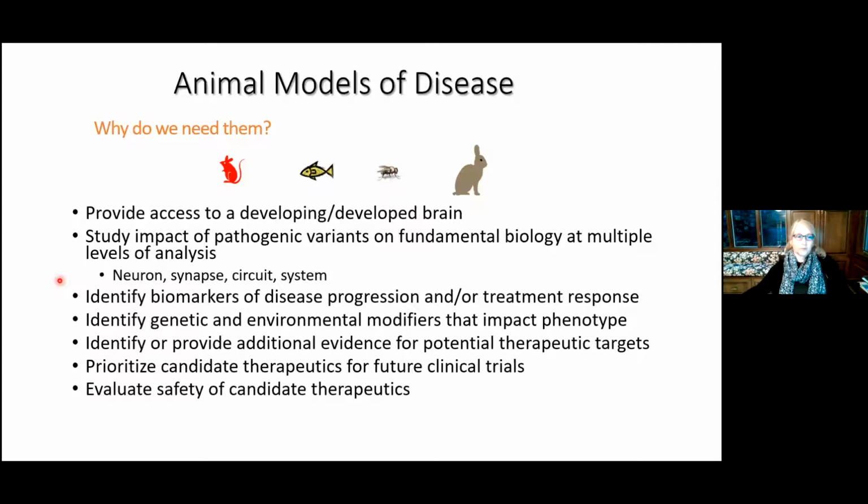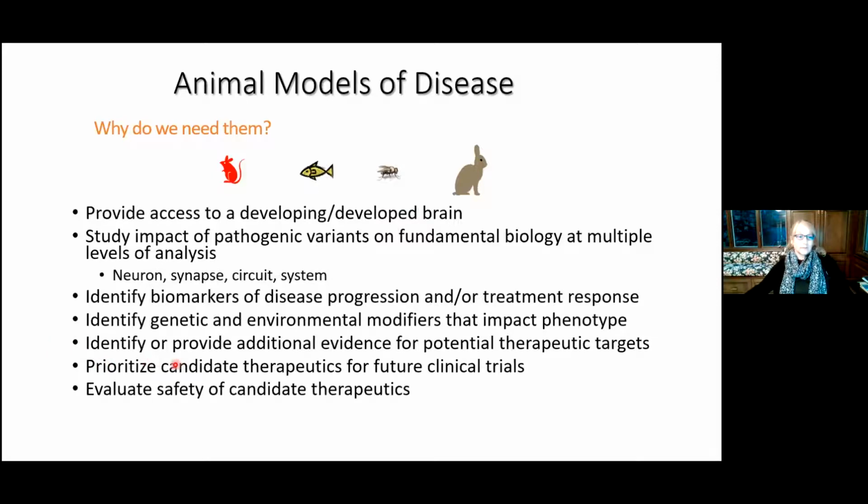And we can do that at multiple levels of analysis when we have an animal with a brain. So we can look at the level of neurons, synapses, circuits, networks, systems, so maybe not just the brain, maybe we want to look at some of these other systems in the body that might be affected. We can also use the mice or other animals to identify biomarkers of disease progression or treatment response. One thing that we do a lot in my lab is look for genetic and environmental modifiers that might impact the phenotype and could explain why two kids with the same exact variant don't look the same.